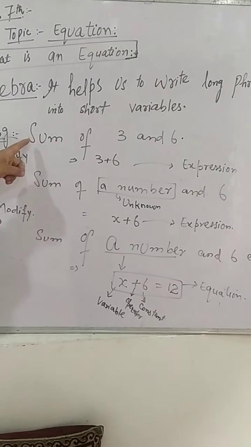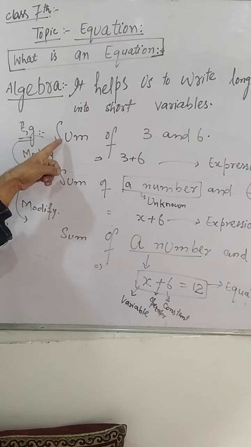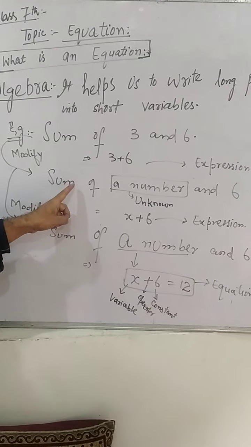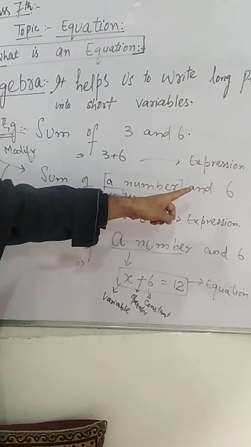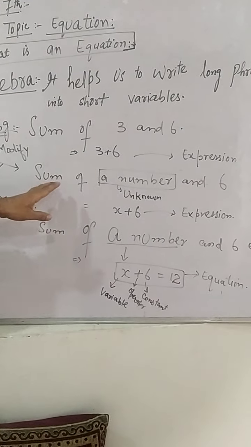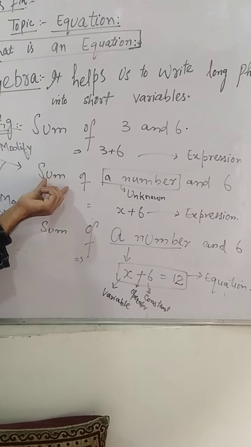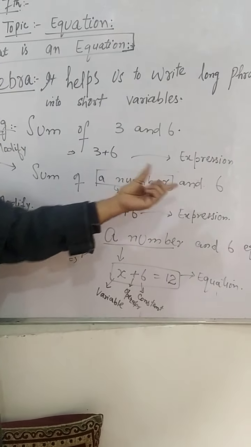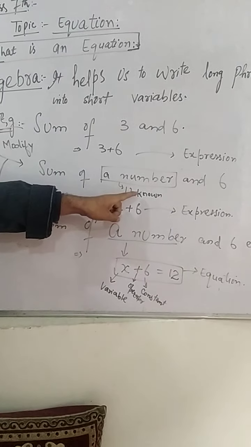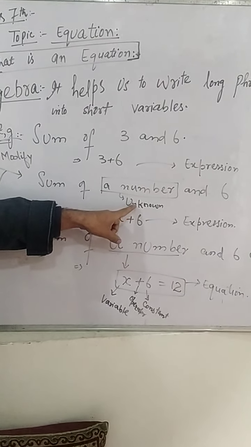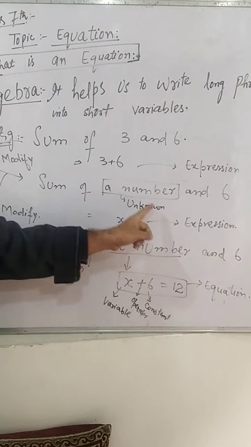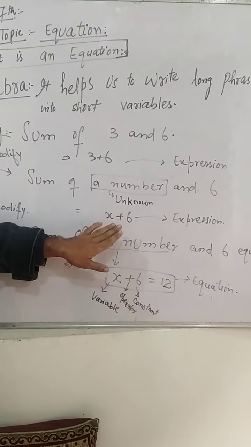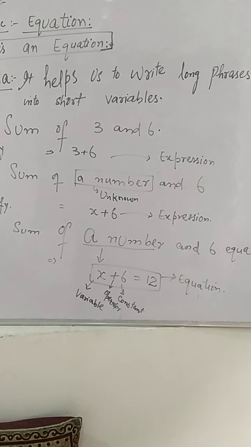Now let's modify this statement. If we will modify this statement a bit, let's have an example: sum of a number and 6. Now here, this is also a mathematical statement, but here, sum of a number and 6. A number means ये number unknown है यहाँ पे, हमने उस number की बात नहीं की, and 6. So that unknown number we represented by x plus 6. So ये दूसरा statement है.